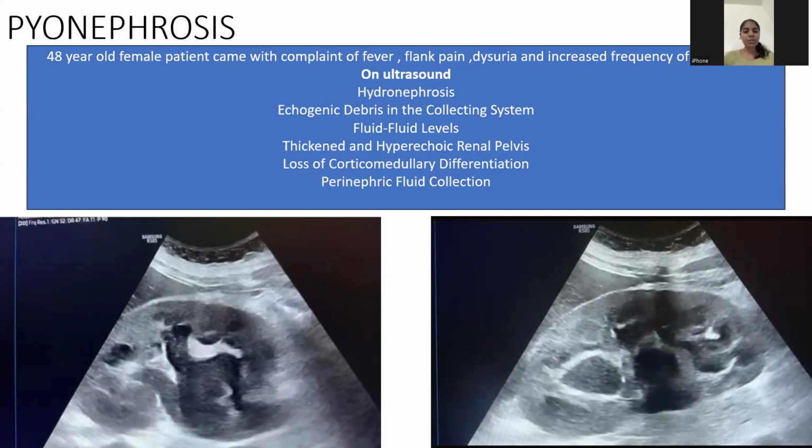On ultrasound, we were able to see that the renal pelvis is thickened and hyperechoic. There is loss of corticomedullary differentiation with hydronephrosis, and there are multiple fluid levels seen within the renal pelvis. If there is any rupture of the pelvicalyceal system, the collection might go into the perinephric space, leading to perinephric fluid collections. This is a case of pyonephrosis which was diagnosed on CT.